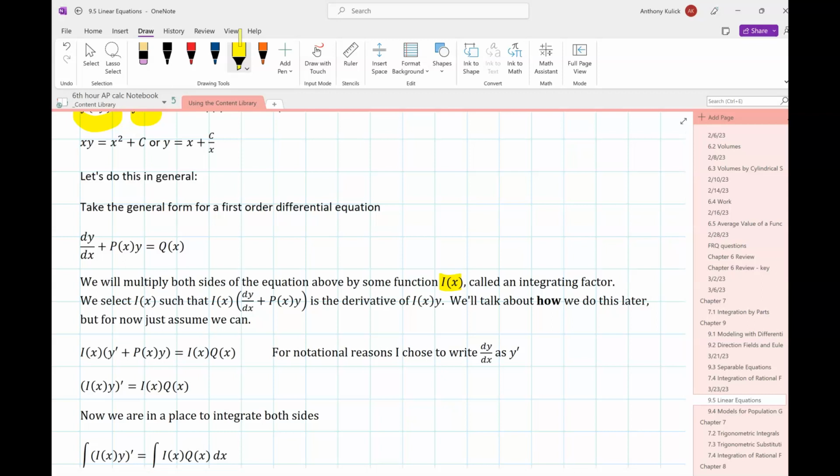Now, we'll talk about how to find that integrating factor in a moment. Just go with me now and assume that we can find this function. I'll show you how to do it in a minute, but I want to show you why this is working. So we're going to pick some function I of x such that I of x times the left-hand side is just the derivative of I of x times y. That's our goal.